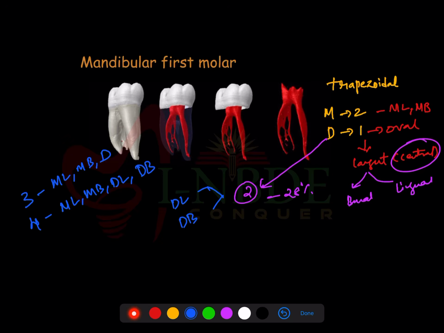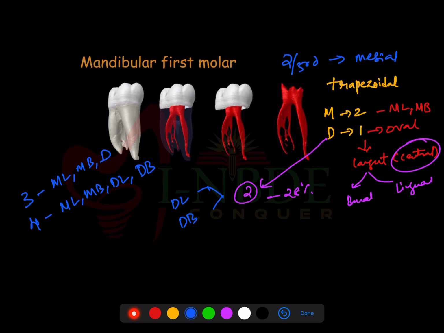Make a note: your access opening should always be on the mesial side. Two-thirds of your access opening should be on the mesial side, because two-thirds of the pulp chamber of this tooth is on the mesial side. So your access opening should begin on the mesial side. That is very important to note.